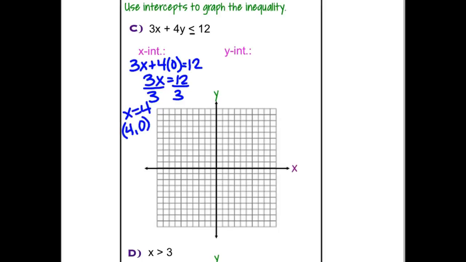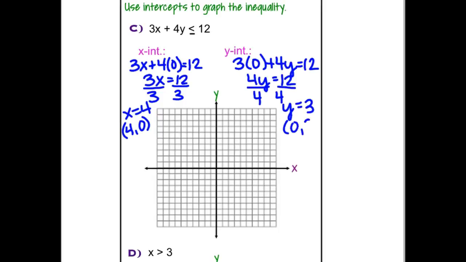For my y-intercept, remember we put 0 in for x. So 3 times 0 plus 4y equal to 12. 3 times 0 is 0, so we get 4y equal to 12. Divide by 4, and I get y equals 3, or 0, 3 for my intercept. So now I put those in, 4, 0 for my x-intercept, 0, 3 for my y-intercept. I see that it's less than or equal to, so it's a solid line.